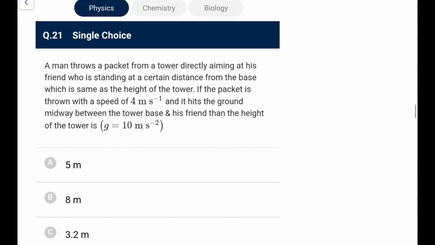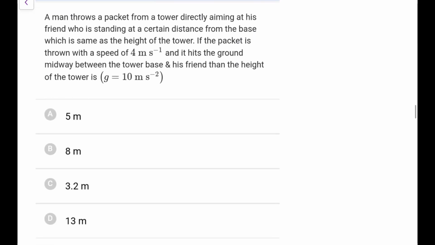Next. A man throws a packet from a certain tower, directly aiming at a friend who is standing at a certain distance from the base, which is the same as the height of the tower. If the packet is thrown with a speed of 4 and it hits the ground midway between the tower base and his friend, then the height of the tower is.